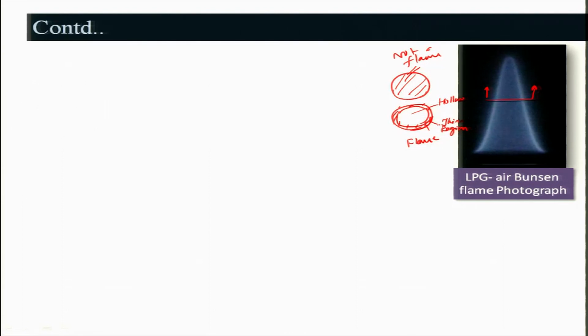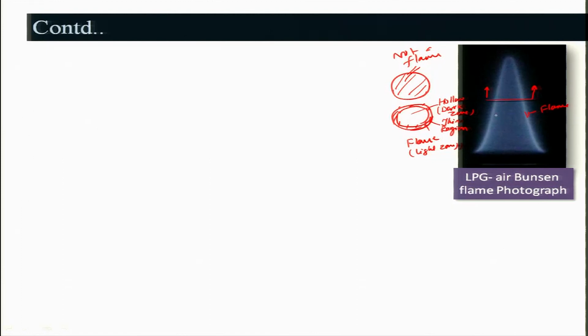Are you getting the point? You can call this hollow region the dark zone, and this is of course the light zone, which you should keep in mind. In this figure, this region is the flame, which is very, very sharp, whereas the blue color is here.